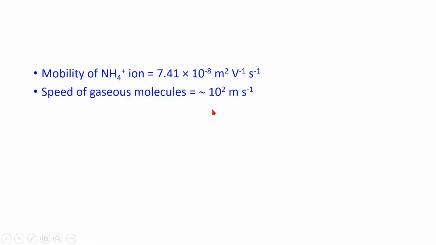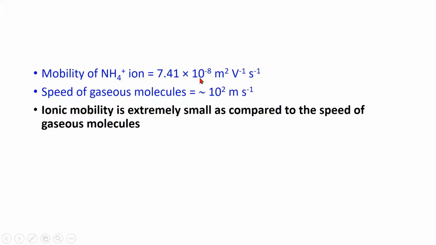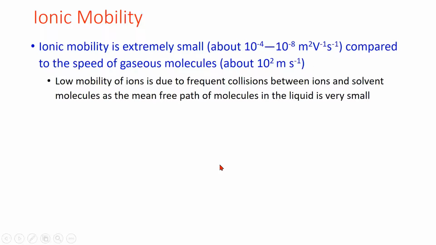Speed of gaseous molecules is equal to 10 raised to power 2 meter per second. Hence, ionic mobility is extremely small as compared to speed of the gaseous molecules. Low mobility of ions is due to frequent collisions between ions and solvent molecules, as the mean free path of molecules in the liquid is very small.